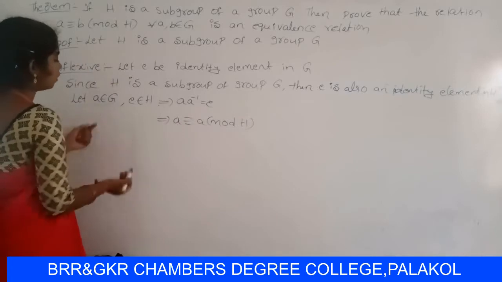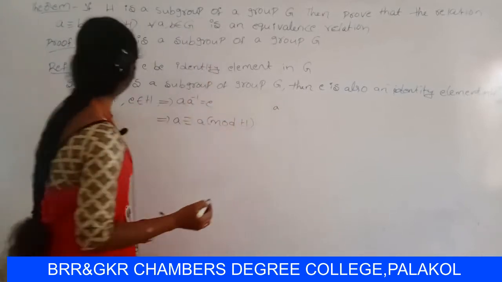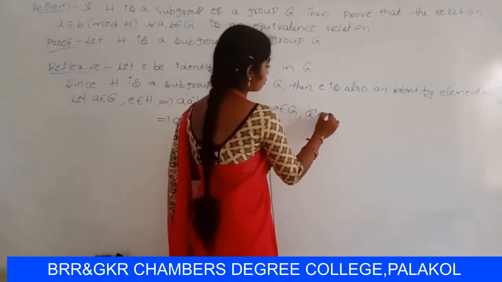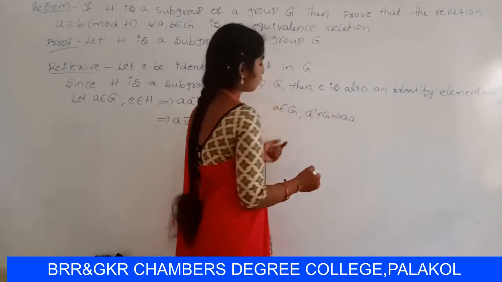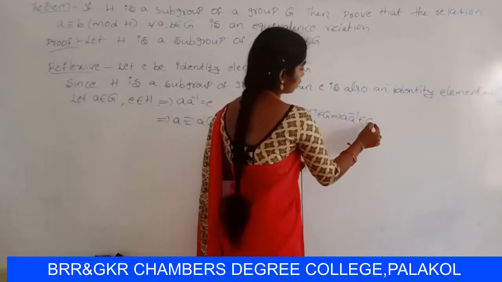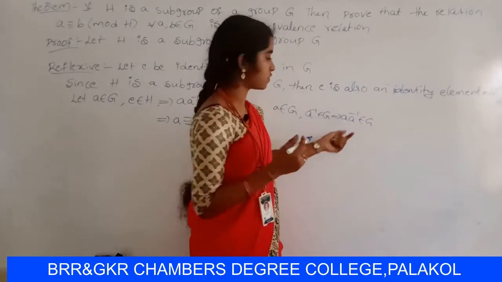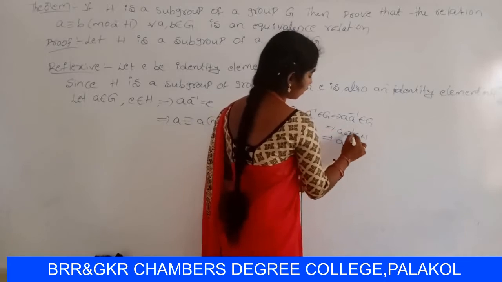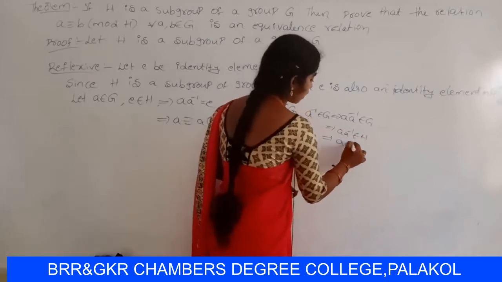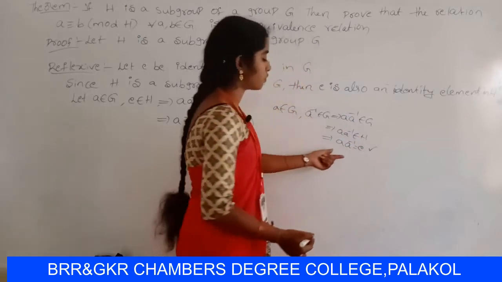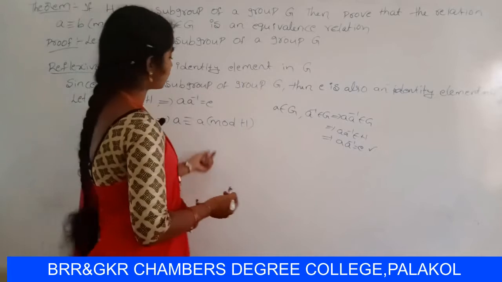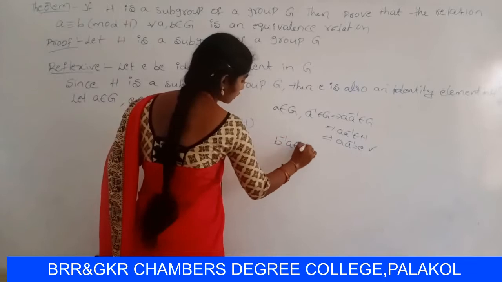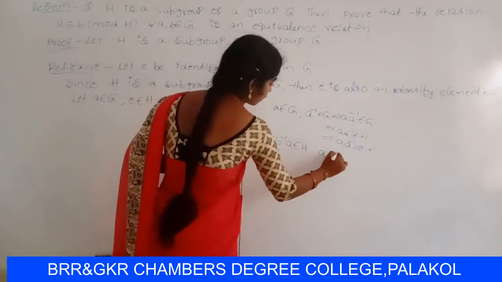So A belongs to Z in general. Already you know that A inverse belongs to Z by the closure property. Every element of H is also an element of Z. So A inverse belongs to H. So inverse property, it can be written as A congruent to A modulo H. So by the congruence definition, B inverse A belongs to H can be written as A congruent to B modulo H.